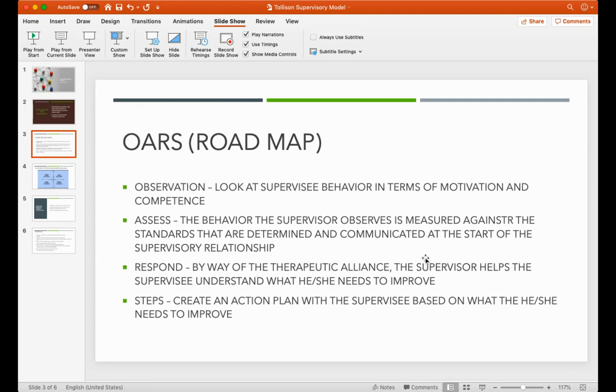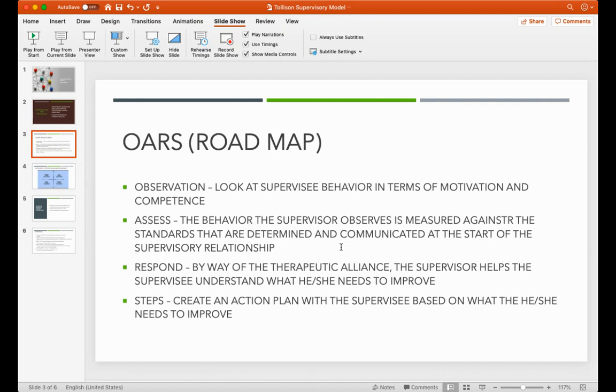Assess is the step that looks at the behavior the supervisee exhibits and measures it against the standards that are determined and communicated at the start of the supervisory relationship. And so those standards must be developed and communicated to the supervisee.